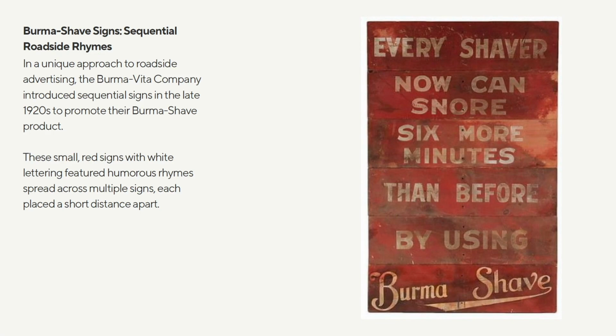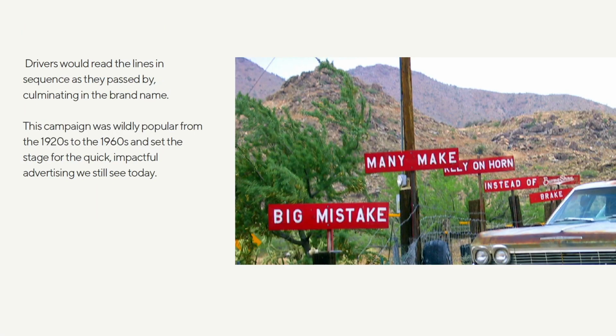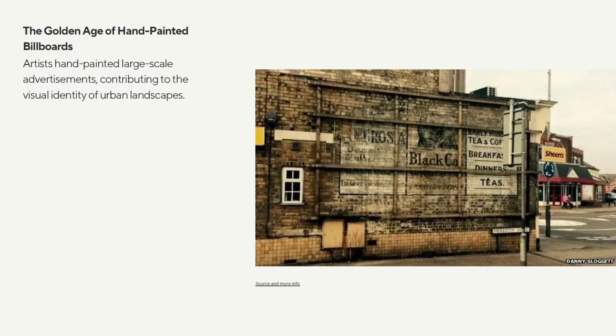So this is one that we can see all together as one, but when you're driving, you would read the lines one by one as you pass by, and at the end, it would culminate in seeing the brand name. And this campaign style was really popular from the 20s to the 60s, and it set the stage for really quick, impactful advertising that we are still seeing today.